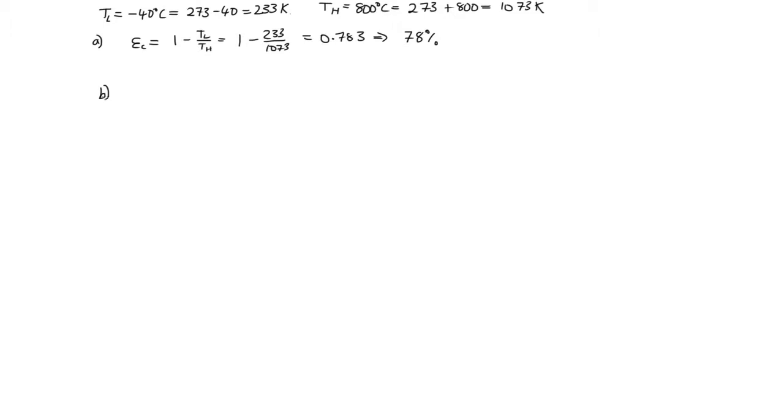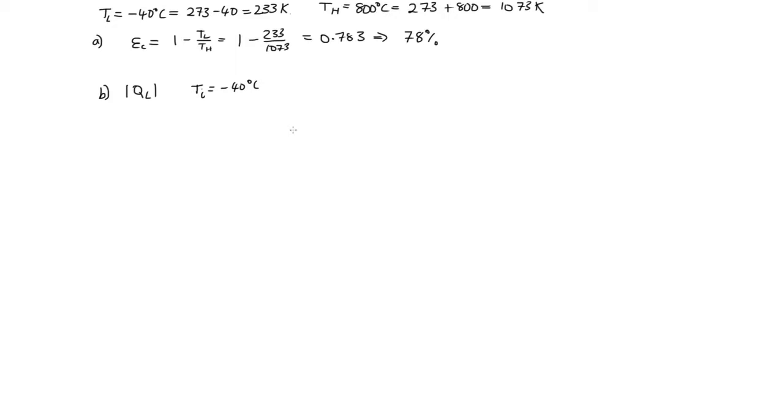Part B. Okay, part B is really very difficult. It tells us if all the energy released as heat to the low temperature reservoir, so that's QL, is used to melt ice. Okay, so we're going to need to find QL. And the ice was initially at minus 40 degrees C. So the initial temperature for the ice is minus 40 degrees C.